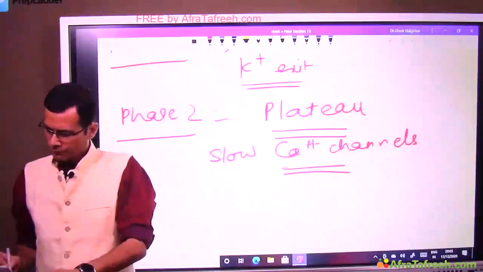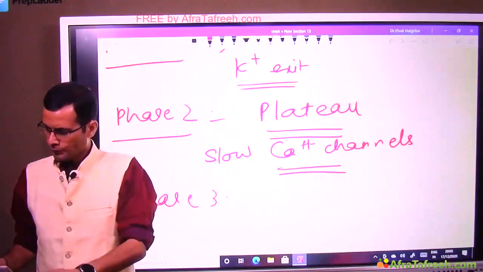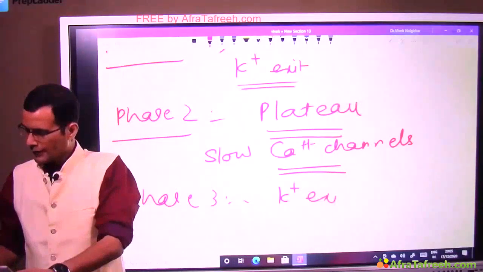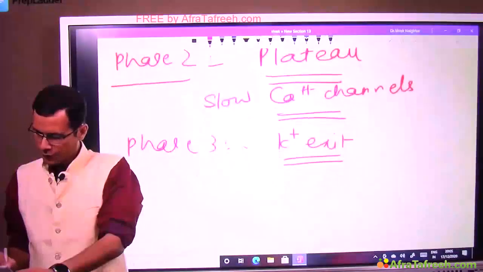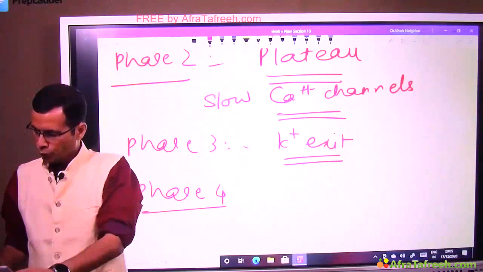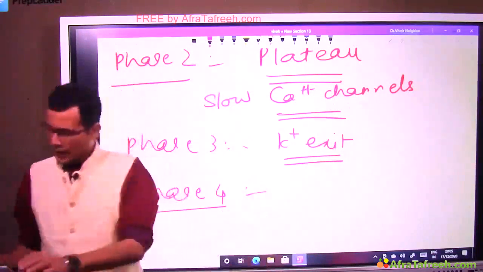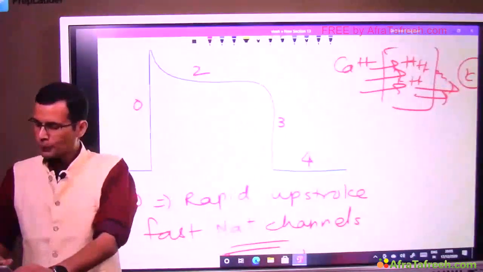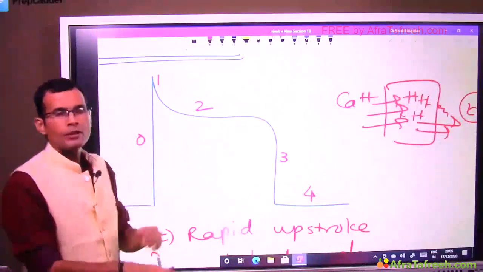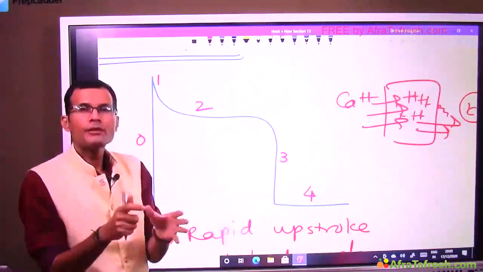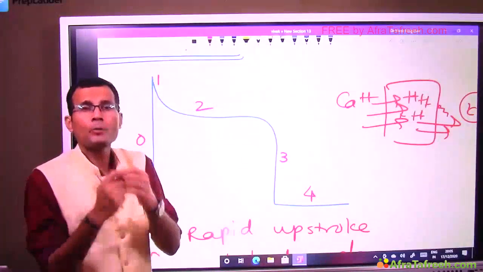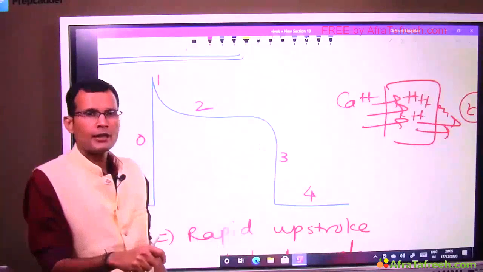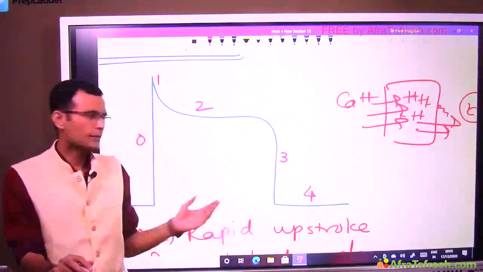And then phase 3 and phase 4. In phase 3 the calcium channels have closed, so potassium exit will continue and repolarization will continue, and phase 4 will be RMP. I want to take you back to the pathophysiologic basis for arrhythmias. The first basis we saw was enhanced automaticity, increased slope of phase 4. That results in arrhythmias, and the reasons we also saw: ischemia, hypoxia, etc.